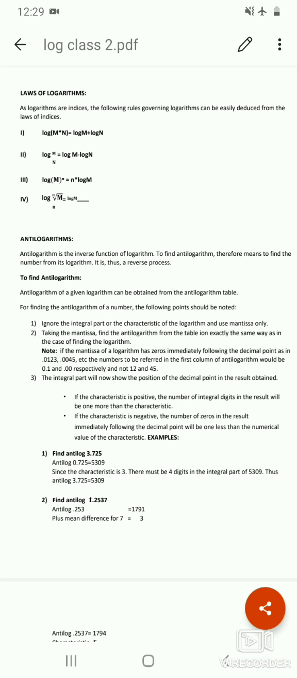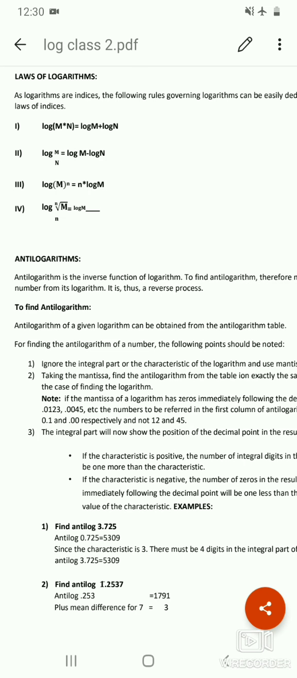In the previous video, we had started with logarithms and we had seen how to calculate characteristic, mantissa and logarithm. And as I said, in today's video we will see the laws of logarithms and how to find anti-logarithm. So let's begin. Just like in indices, there are a few rules which are used in logarithms to simplify some of the complex calculations.